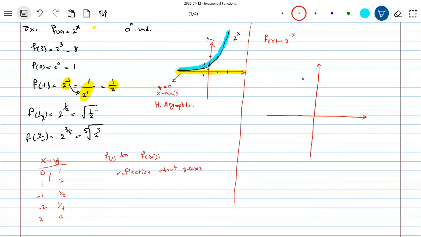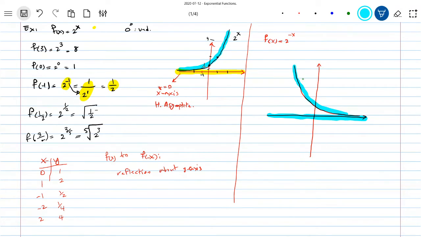So what does it mean? It means if you have the graph of 2 to the power x, the graph of 2 to the power negative x is just reflected about the y-axis. So it will look as if we draw this. Still, you have the horizontal asymptote, the x-axis. But the graph is now, instead of being increasing, a decreasing graph.